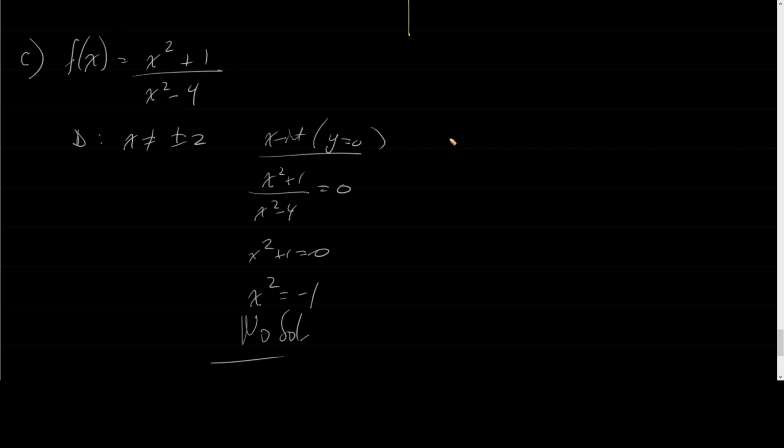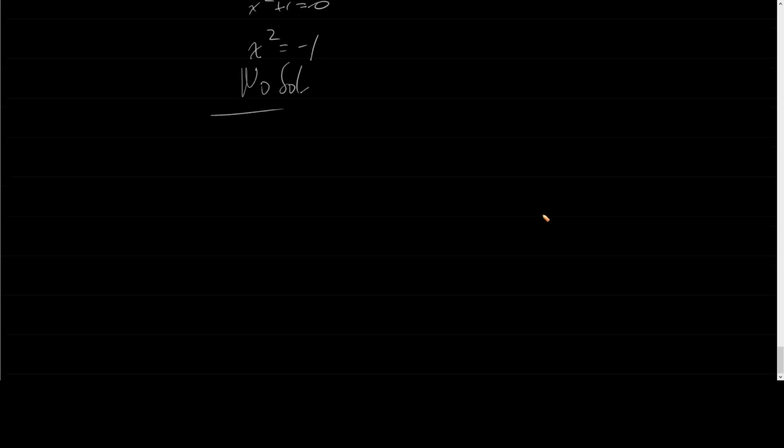So that's the x-intercept. The y-intercept is when x is equal to 0. So we're looking for f of 0. Easy. Negative 1/4. Done. So that is our y-intercept. What else do we need? We need to figure out stuff about the asymptotes.